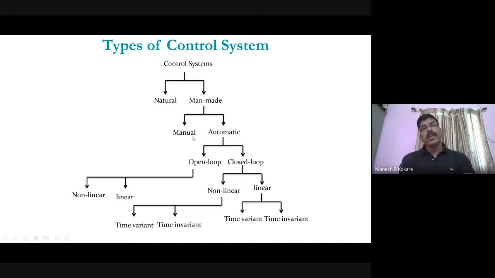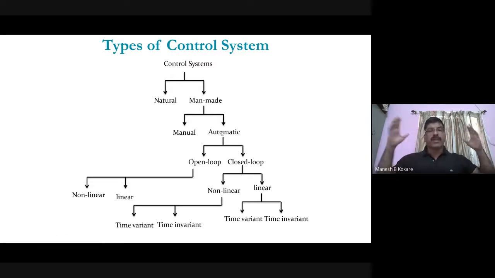So here human intervention is needed in case of a manual control system, whereas here human intervention is not needed. For example, we have seen that a fan is the example of a manual control system. To change the speed of that, we have to go and change the regulator knob. Whereas if you take the example of an AC, once you set the temperature of the AC to 23 degrees Celsius, it will automatically maintain the room temperature at 23 degrees Celsius. So that is the example of an automatic control system. Then these automatic control systems are further classified into open loop control system and closed loop control system.